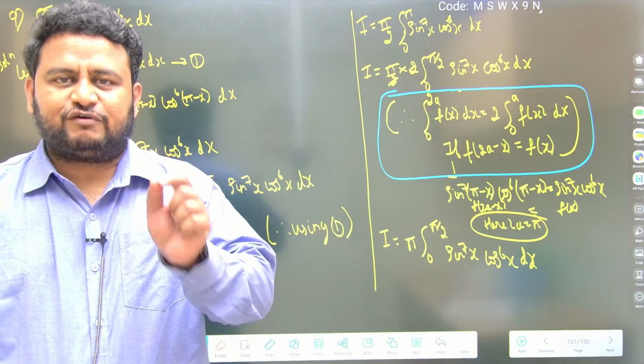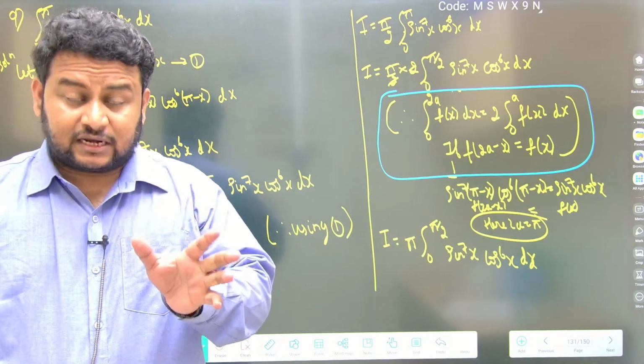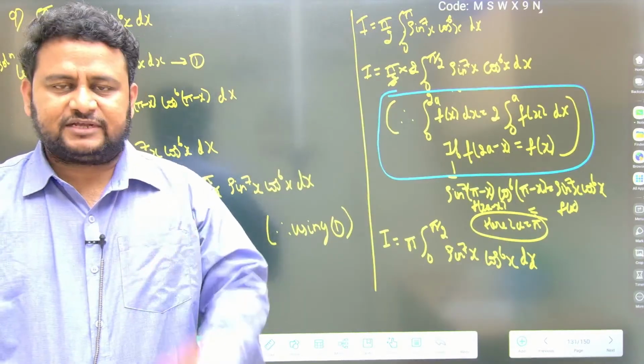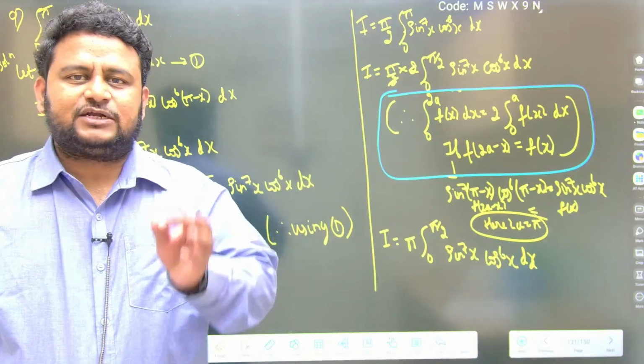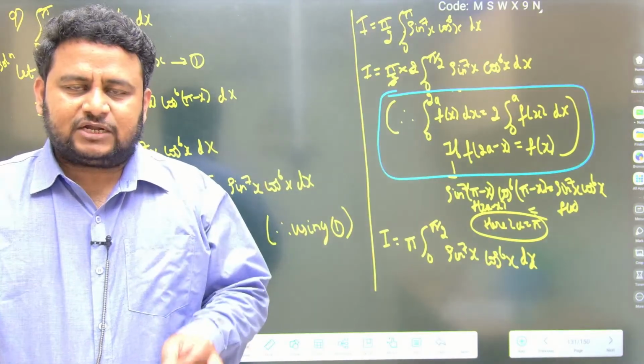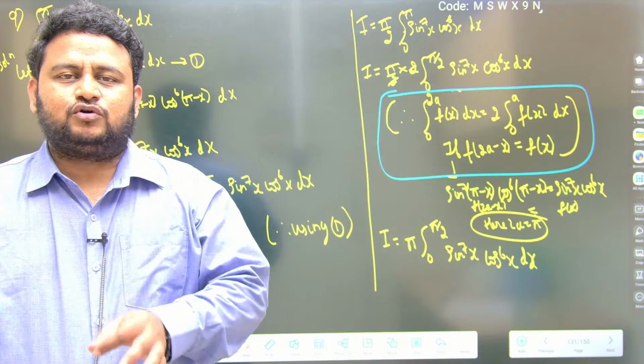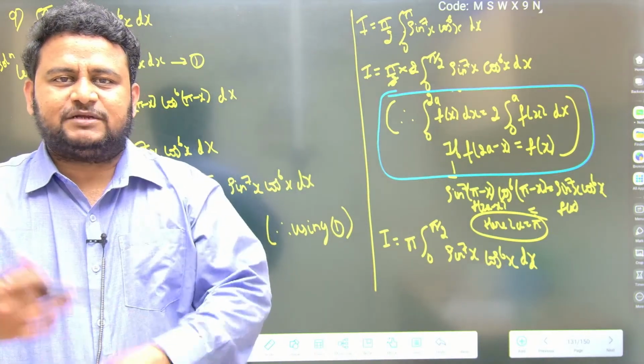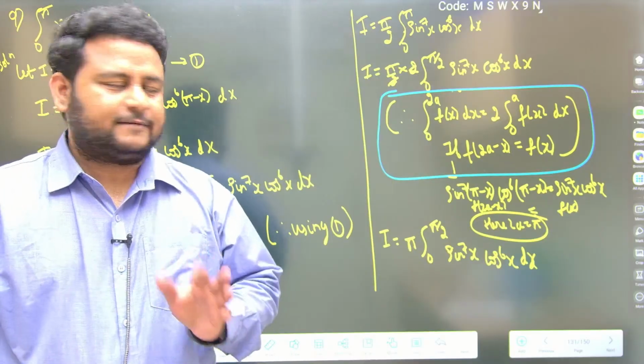One is the integral from 0 to a of f of x dx is equal to the integral from 0 to a of f of a minus x dx. Another thing is the integral from a to minus a of f of x dx is equal to minus of the integral from minus a to plus a of f of x dx. That is, if limits are changed, a minus sign comes outside.